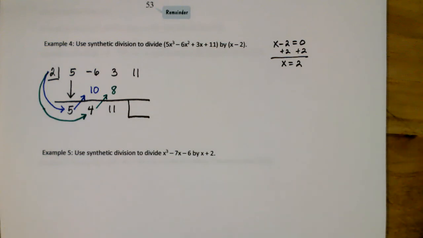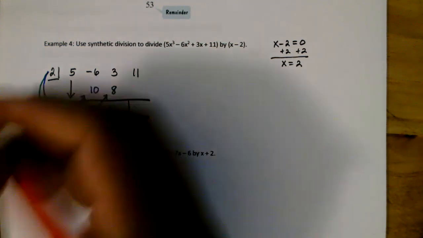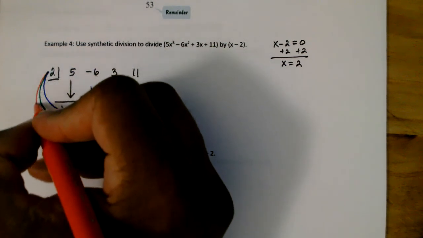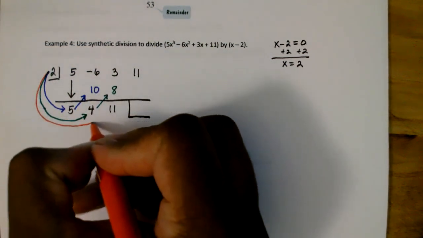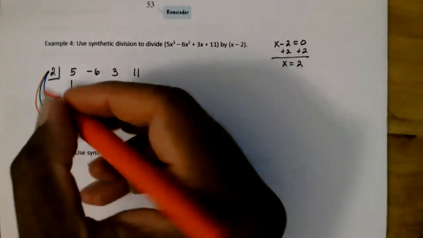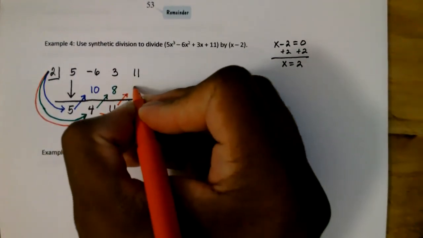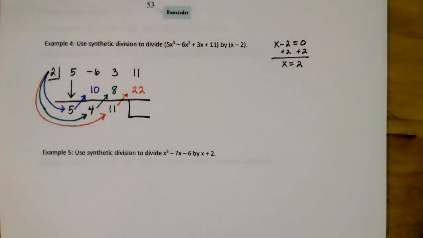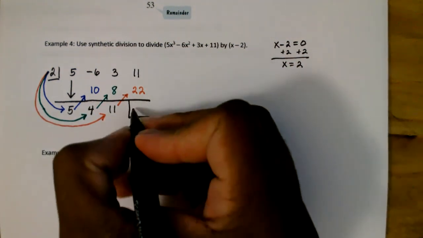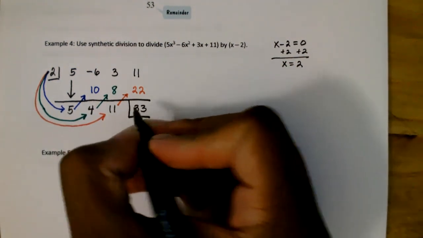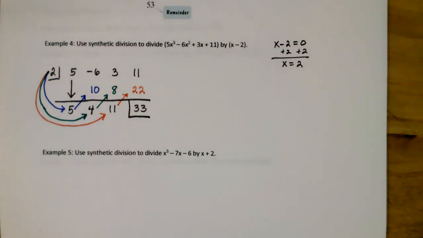And then finally, take the 2, which is my divisor, multiply it by this 11. 2 times 11, that will be 22. That 22 goes here. And then I'm going to add 11 and 22 together to get 33. And I'm done with that problem.